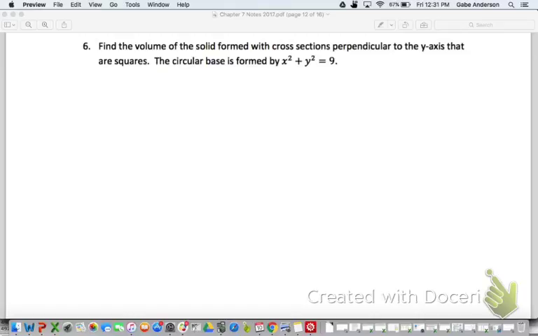So let's read it over. It says the volume of the solid formed with cross sections perpendicular to the y-axis that are squares. The circular base is formed by x squared plus y squared equals 9. Did you notice that there's nothing to indicate revolution here? There's no revolution at all, right? This is purely by cross section.